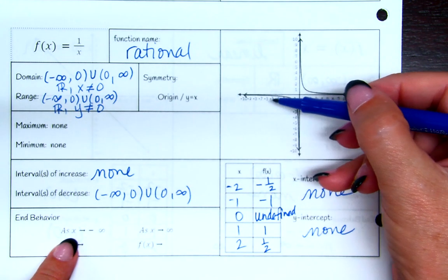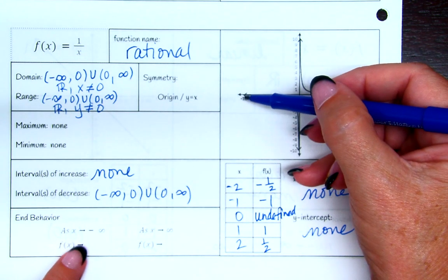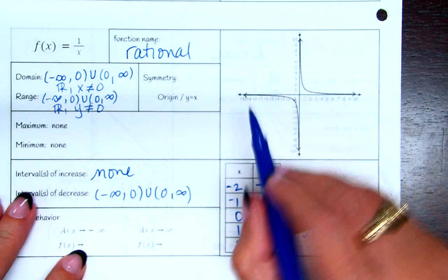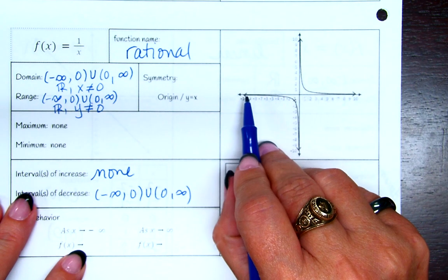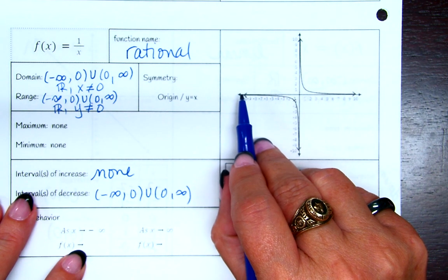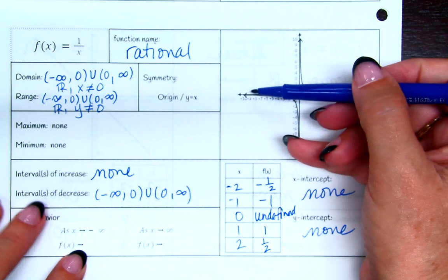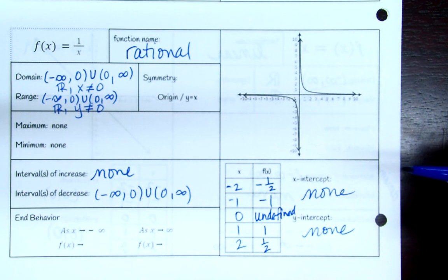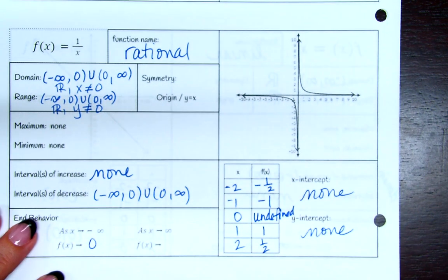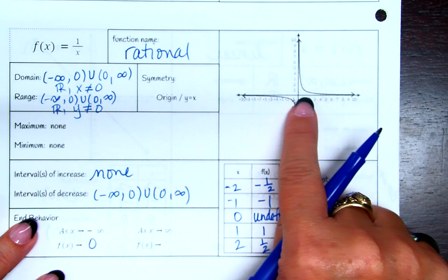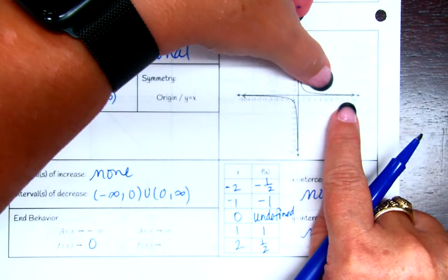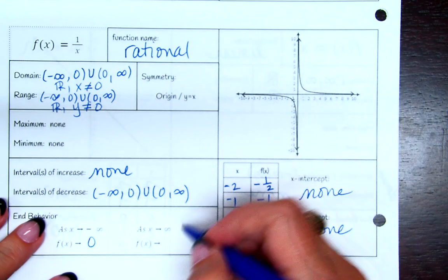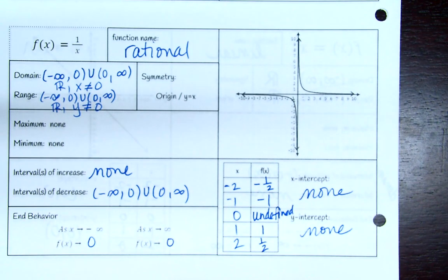As x's are moving to the left, where's the y going? What's it getting closer and closer to? 0. Yeah, absolutely. As x's are moving to the right, what's the graph doing? What's it getting closer and closer to? 0. Just from the other side of 0, right? Okay? Any questions so far?